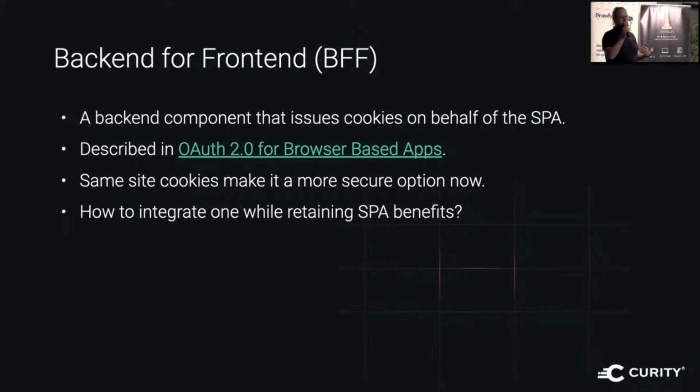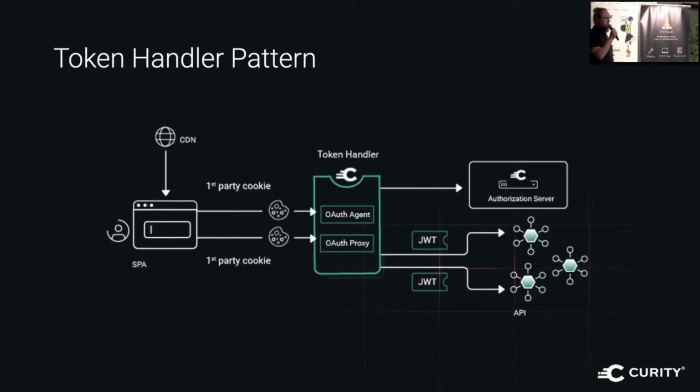Still, that document, that BCP, doesn't show you how to implement that BFF, what the API is, what the architecture of that is. So the question is how to do it in a way that will allow us to maintain all the benefits of the SPA architecture that we mentioned before. At Curity, we thought about this problem, and we created something we called the token handler pattern, which is sort of an implementation of the BFF mentioned in the BCP.